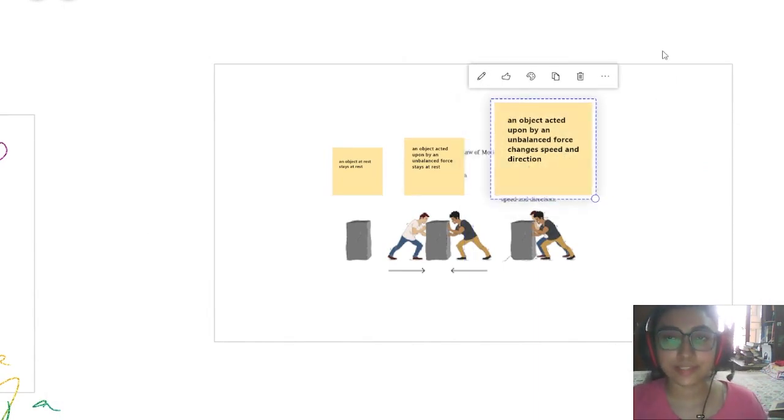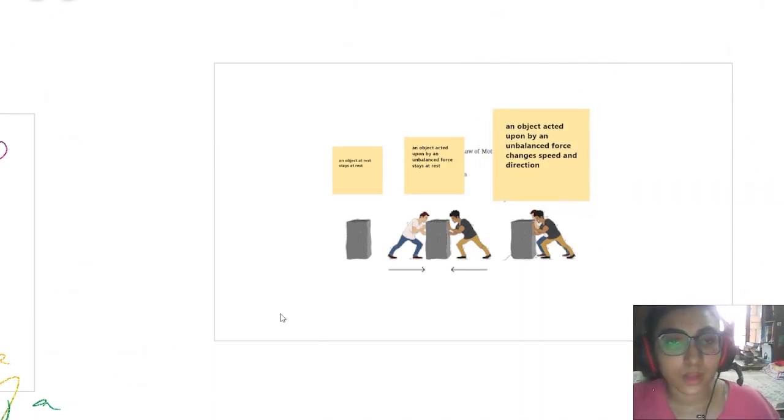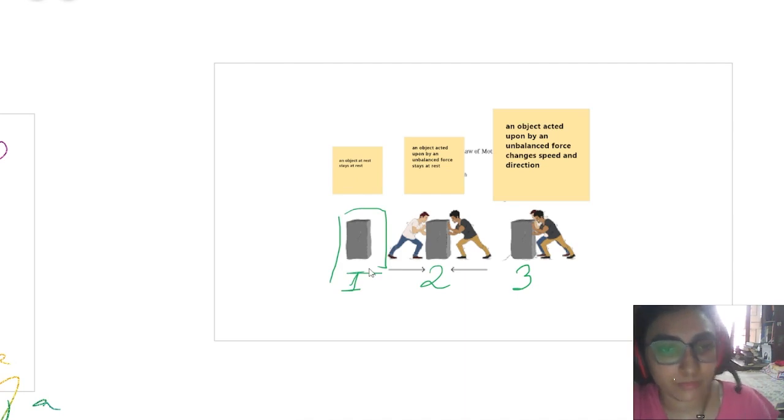So what you can see here is that an object, like here you can see that no force is being applied. Let's call this 1, 2, 3. So here you can see that the object is at rest, right? Because no force is being acted on it from anywhere. And if you consider that this is like a ground or something, then the ground is also equally exerting a force and the stone is also exerting an equal amount of force. So the stone is static.